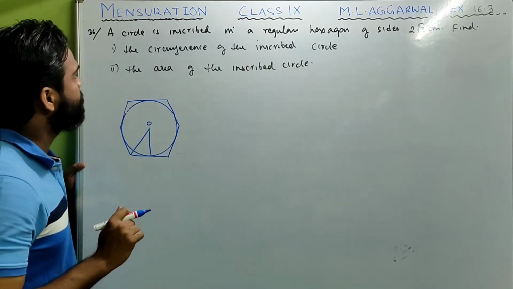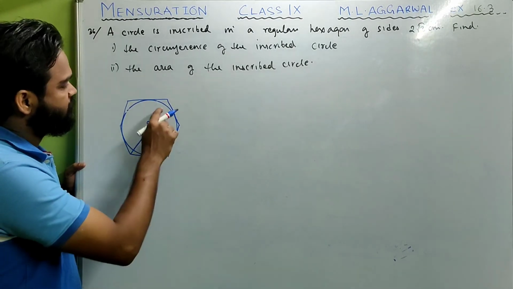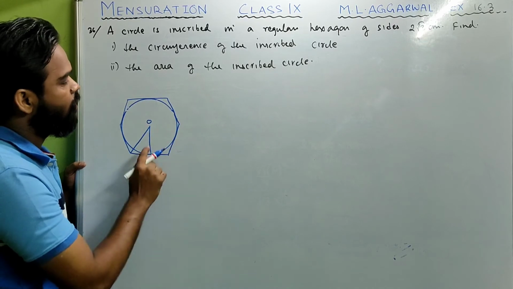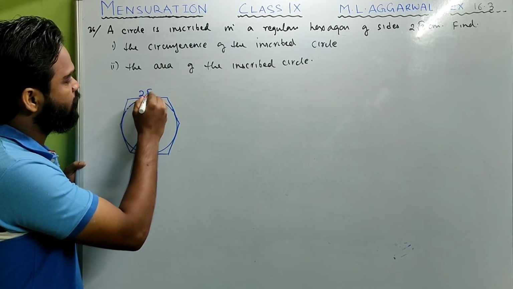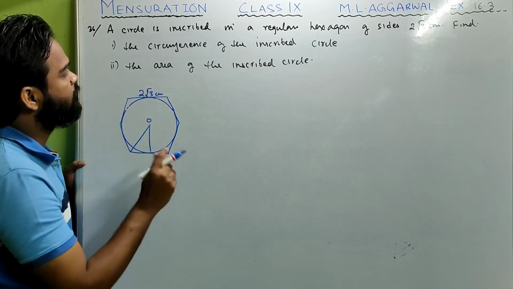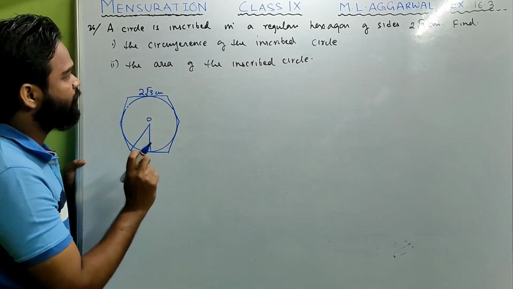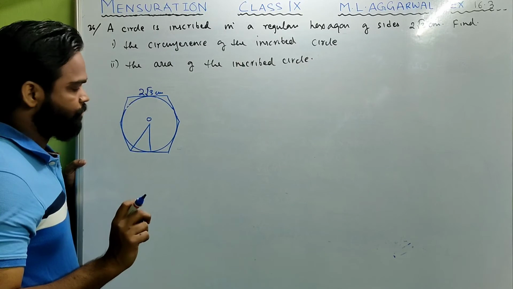Look at this sum, 36. A circle is inscribed in a regular hexagon of side 2 root 3 centimeter. Find the circumference of the inscribed circle and the area of the inscribed circle.